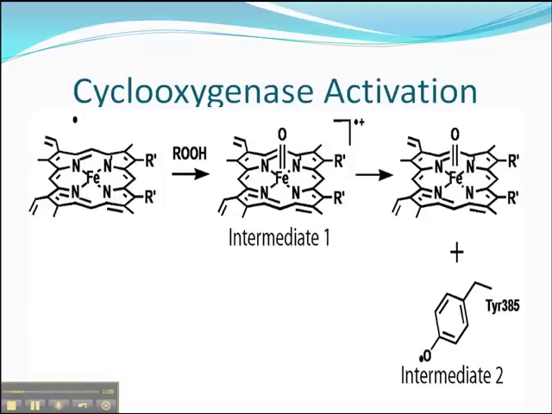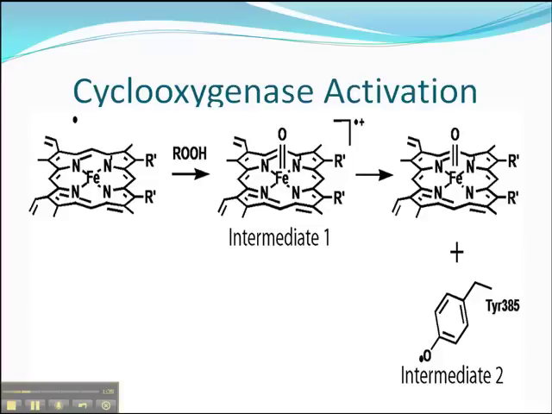Cyclooxygenase activation. The prostaglandin G2 product presented in the previous slide is formed through a cyclooxygenase reaction. This reaction follows a radical cyclic mechanism. The step presented here is the formation of a tyrosyl radical. This radical is the initiator of the cyclooxygenase reaction.